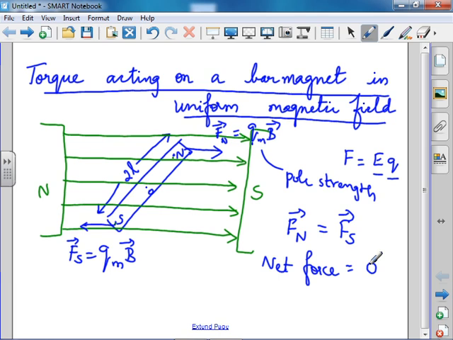These two forces constitute a couple which will try to rotate the dipole in the direction of the magnetic field. So, these forces will try to rotate the magnet in the direction of the magnetic field. So what we can say? The net force is 0 but it produces a couple. So we have to calculate the moment of the force or the torque experienced by the magnet.